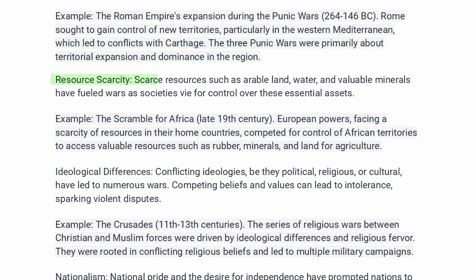Resource scarcity. Scarce resources such as arable land, water, and valuable minerals have fueled wars as societies vie for control over these essential assets. Example: the scramble for Africa, late 19th century. European powers, facing a scarcity of resources in their home countries, competed for control of African territories to access valuable resources such as rubber, minerals, and land for agriculture.